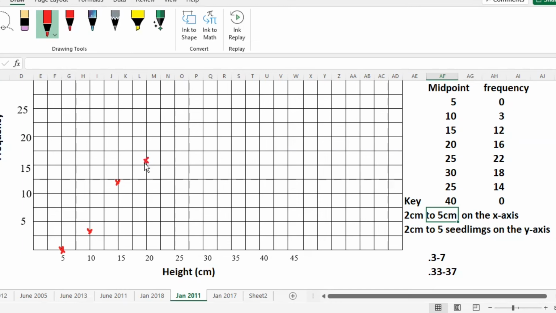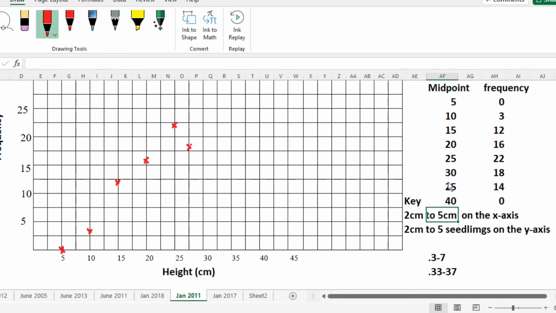Next we have a midpoint of 25 with a frequency of 22. Then we have a midpoint of 30 with a frequency of 18. So that would start declining. So that is 20, so 18 would be somewhere here.